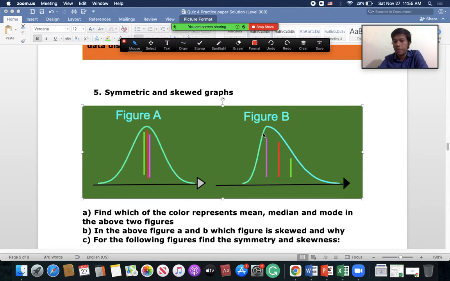Of course, if we can identify, the mode is always the highest line. The mean is always on the right if it is right skewed. The mean is always on the left if it is left skewed. And mean, median, mode are all the same if it is symmetric. Suppose the mean is 5, the median is also 5, and the mode is also 5 for this data. This is what it means.